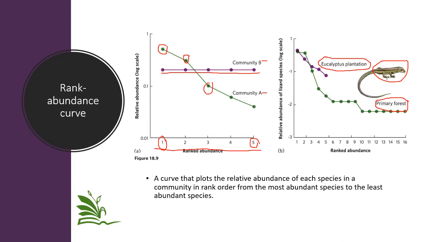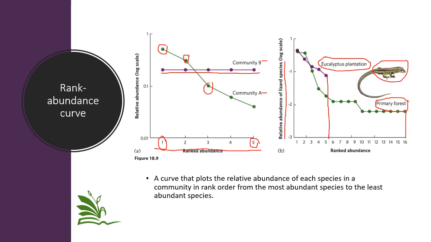And so they've taken a relative abundance of lizard species, all different kinds of lizard species, not just this one. And you can see that in the eucalyptus plantation, there are literally only 5 species, or maybe 6, I guess, 5 or 6 species in the whole plantation. In contrast, in the primary forest, there are 16 species. They're ranked out of 16.